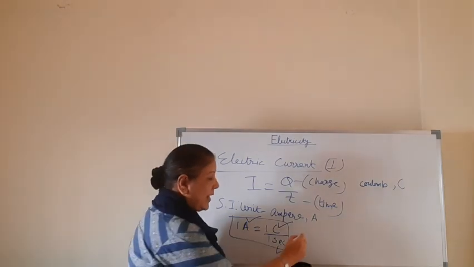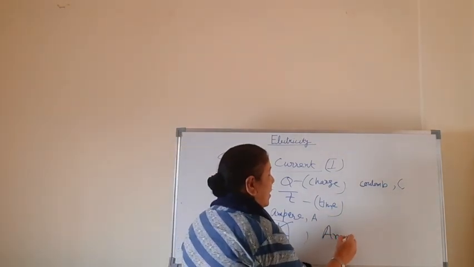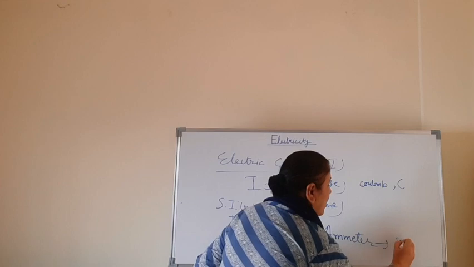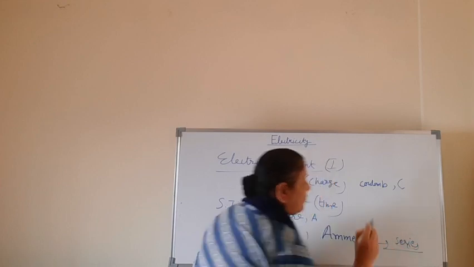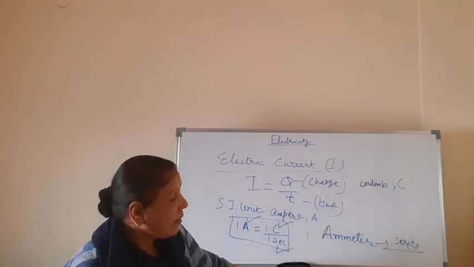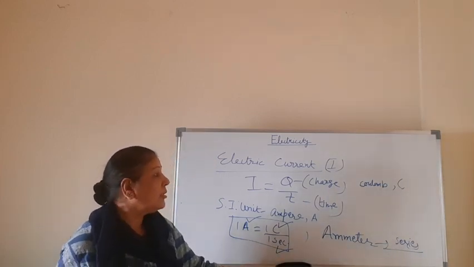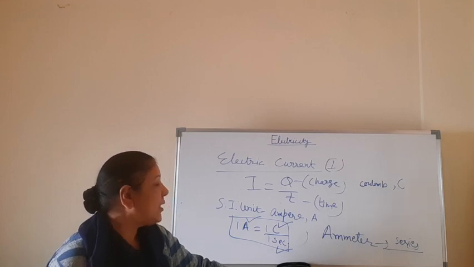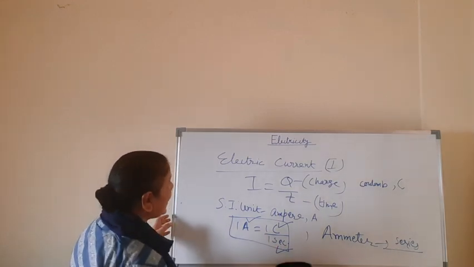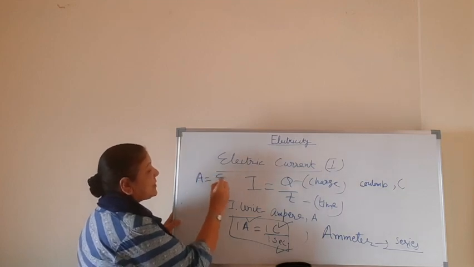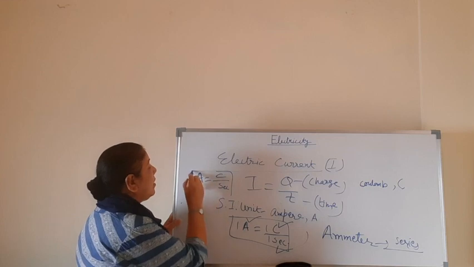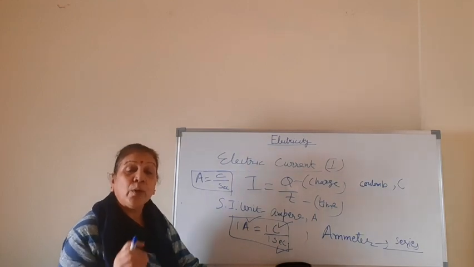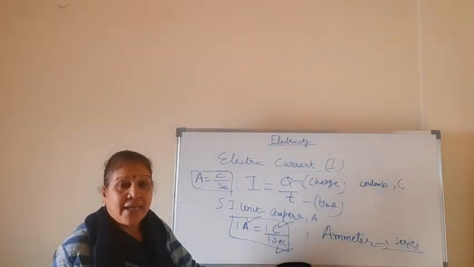How do we measure electric current? By an ammeter. It is always connected in series in a circuit. So this is all about electric current: its formula, its symbol, its unit definition, its SI unit. Ampere is equal to C by S, coulomb per second, which is also called its alternate unit. So the alternate unit of electric current is coulomb by second.